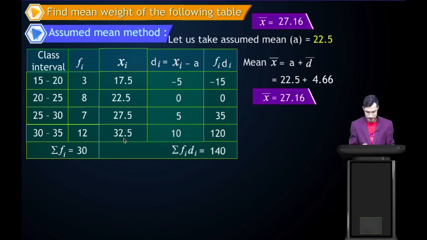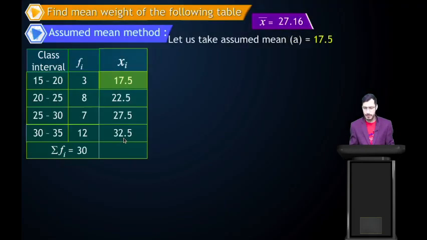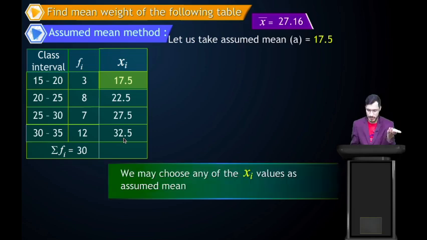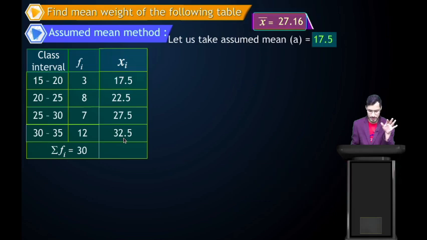27.16. Okay, so here, that is the assumed mean method. First we take an assumed mean. Now we can choose any one from this column. Let's take the assumed mean as 17.5. When we take 17.5, we may choose any of the xi values as the assumed mean. Then let us take the assumed mean as 17.5.